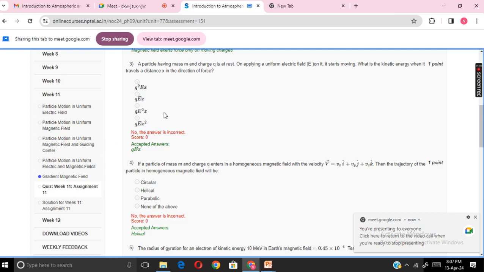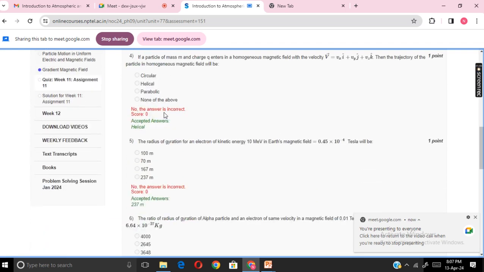So for the third question, the answer is qEx. The particle having a mass m and charge q is at rest, and once it starts moving, the kinetic energy experienced by the charge is qEx. That is the answer.